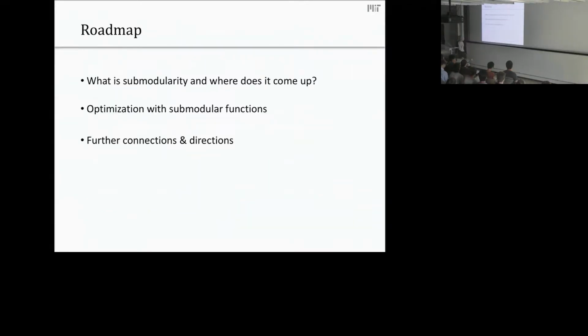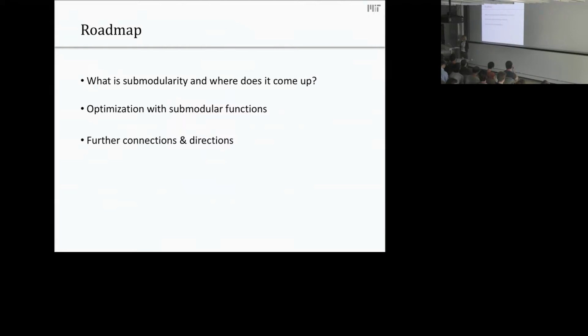So what are we going to talk about today? Here's my roadmap. So first, what is submodularity? I've given you some motivation why we may care about it. Where does it come up and why is it useful? Mostly I talk about optimization. So how can we optimize submodular functions? How is the structure of submodularity useful? And then I'll show you, as time permits, some further connections and directions of sort of more current research.